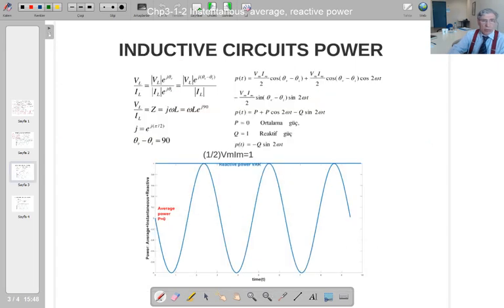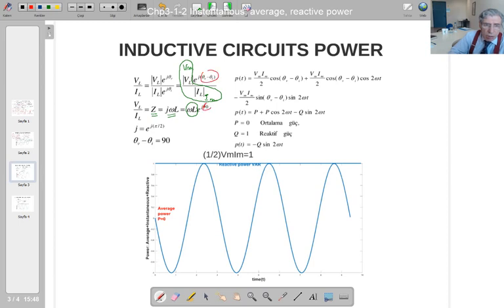Let's come to inductive circuits. When the circuit is inductive, the definition relation is going to be like that. So you can consider that the module is Vm, and this is Im. So this is equal to the impedance of an inductor. The impedance of an inductor is equal to this one. So this is equal to this one. So the real part is going to be equal to this real part, and the imaginary part is going to be 90 degree.